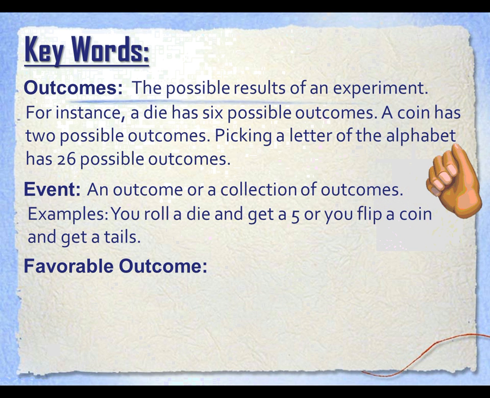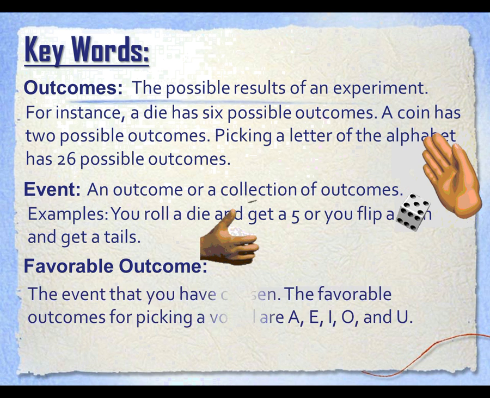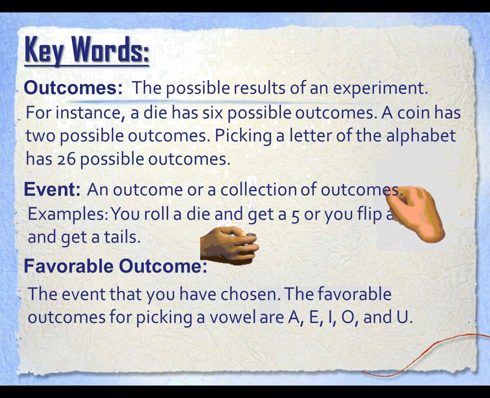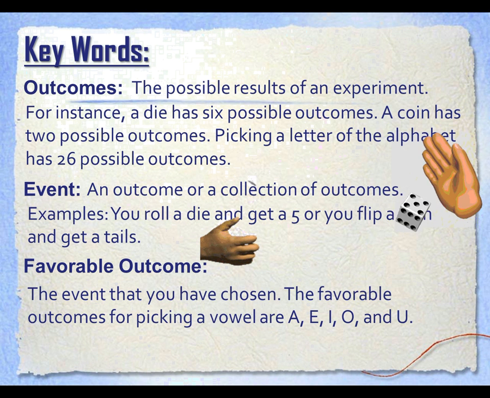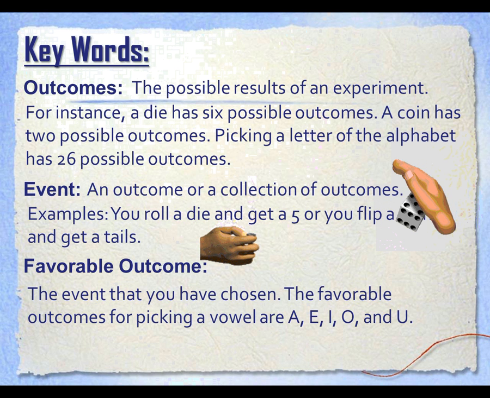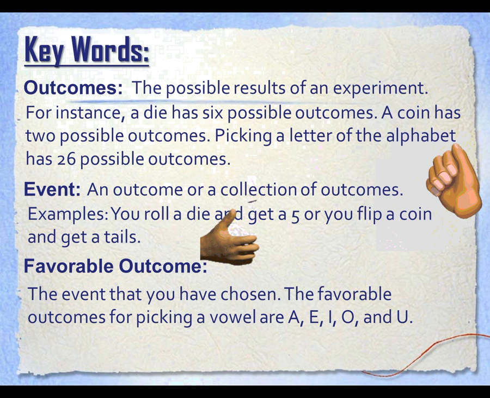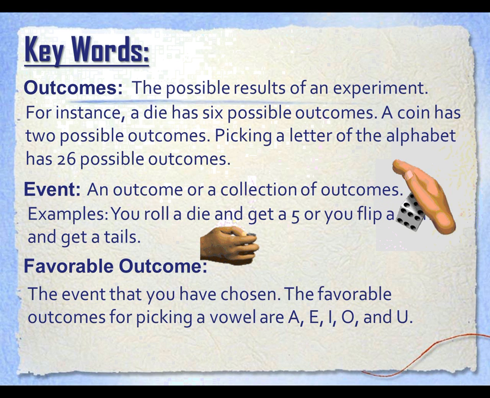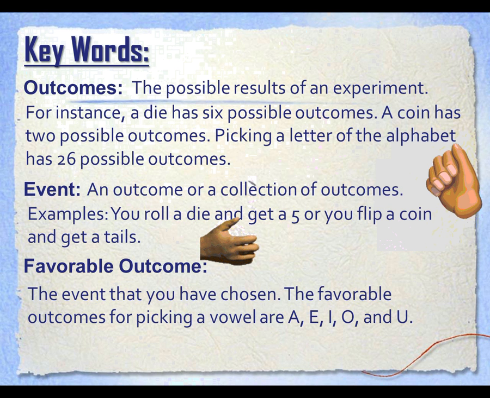Favorable outcomes are an event that you have chosen, something that you need. Someone hasn't flipped a coin yet, and you're like, hey, I want a heads. That's the favorable outcome. The event that you have chosen. The favorable outcomes for picking a vowel are going to be A, E, I, O, and U. So if you're picking letters of the alphabet, you're going to want those letters. Those are your favorable outcomes.